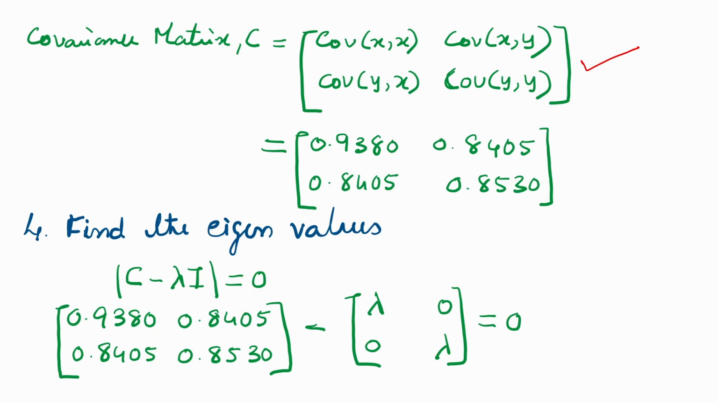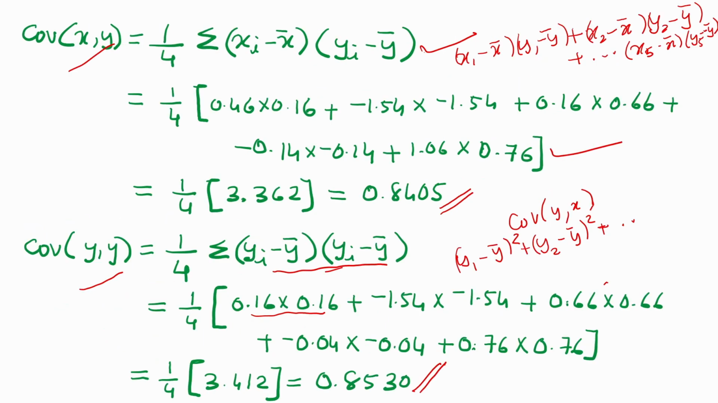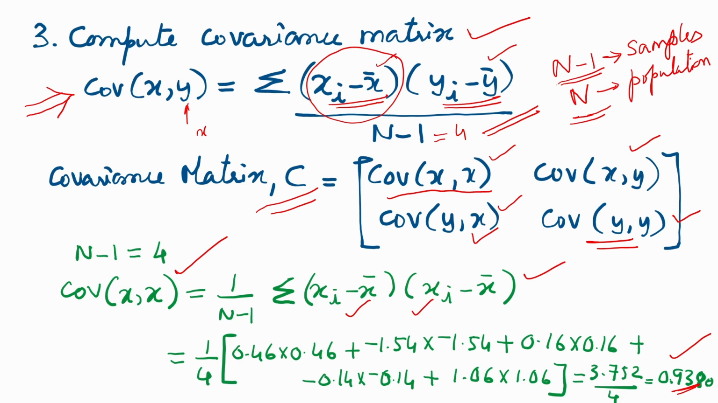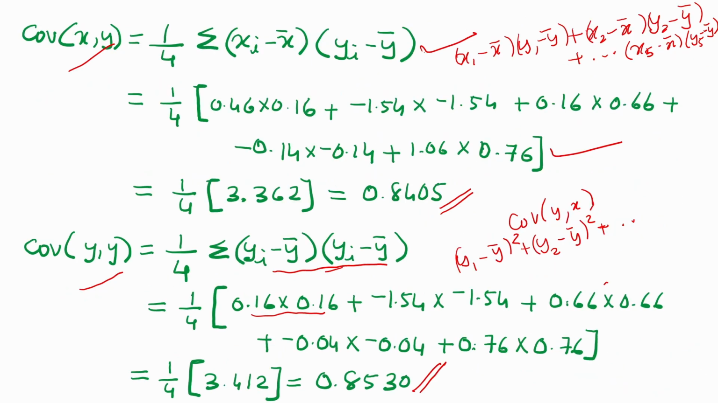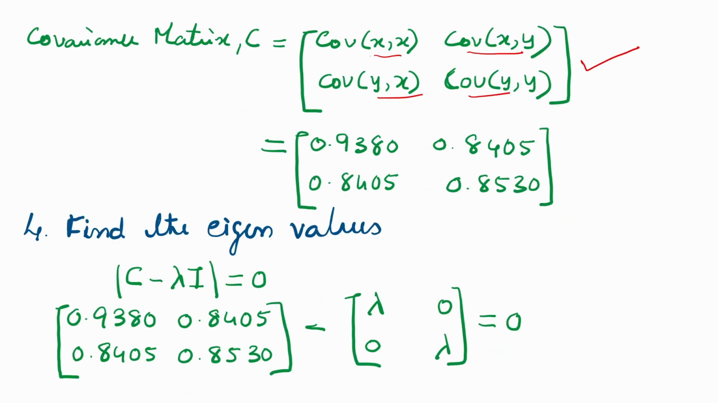Covariance matrix is covariance xx, covariance xy, covariance yx. So these are all values we have found in the previous step. What is covariance xx? We got it as 0.9380. What is covariance xy? We got it as 0.8405. So we have written that, substituted those values, and we got this matrix. Once we get this matrix, what is the next step? The next step is to find the eigenvalues.